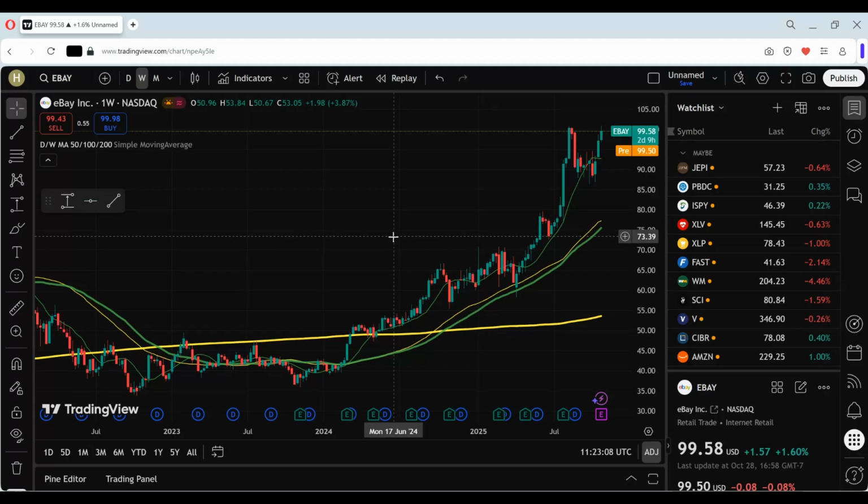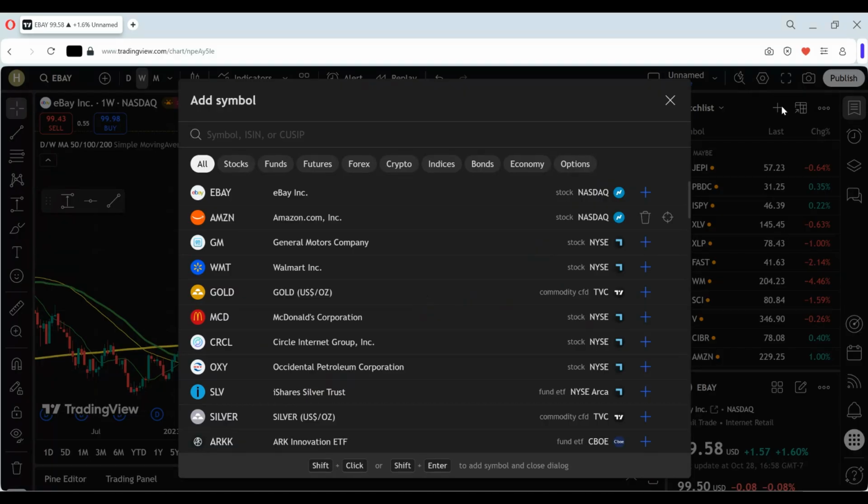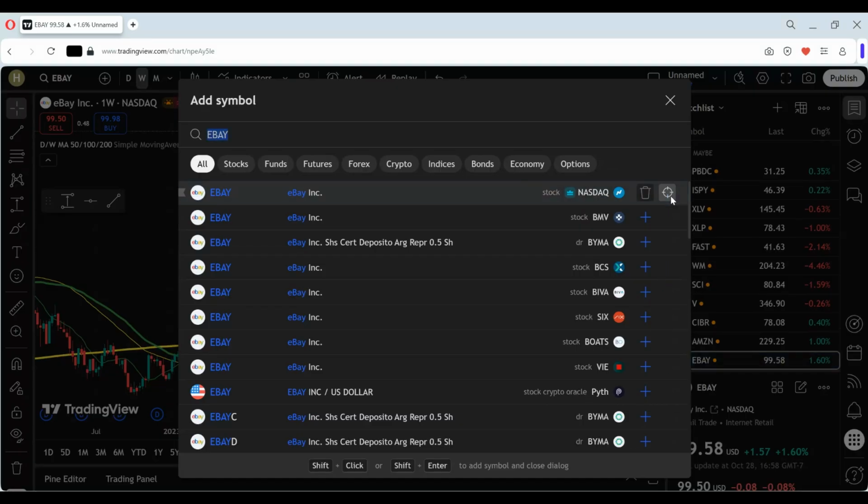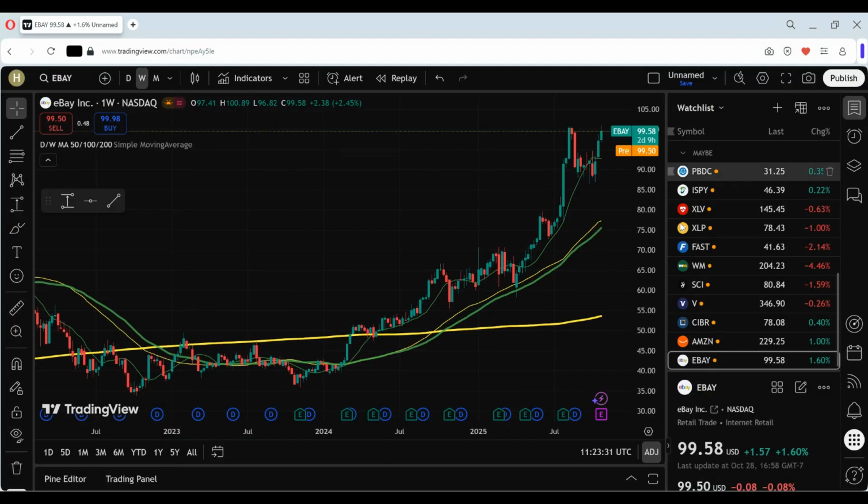The second way to add it to your watch list, let's see if I could even remember how to do this. I think you go up here to the top right to your watch list, hit this little plus button, add symbol. Then we could type in eBay, find the one that says NASDAQ or New York Stock Exchange, and then we hit this little plus button. Plus button adds it to watch list. So we're going to click that, and then we're going to X this out, and there's eBay in our watch list again.